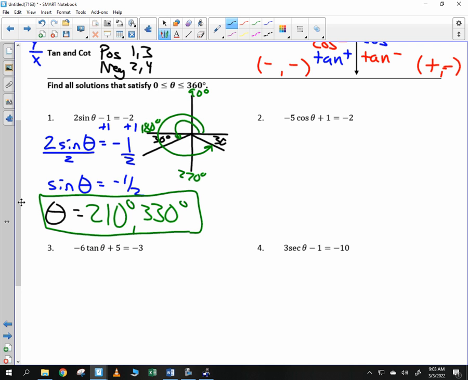Negative 5 cosine of theta plus 1 is negative 2. What are we going to start by doing? Subtract 1. And I get negative 5 cosine of theta is equal to negative 3. Divide by negative 5, so cosine of theta is equal to 3/5. Everybody okay with 3/5? At this point, you have to draw your quadrants.